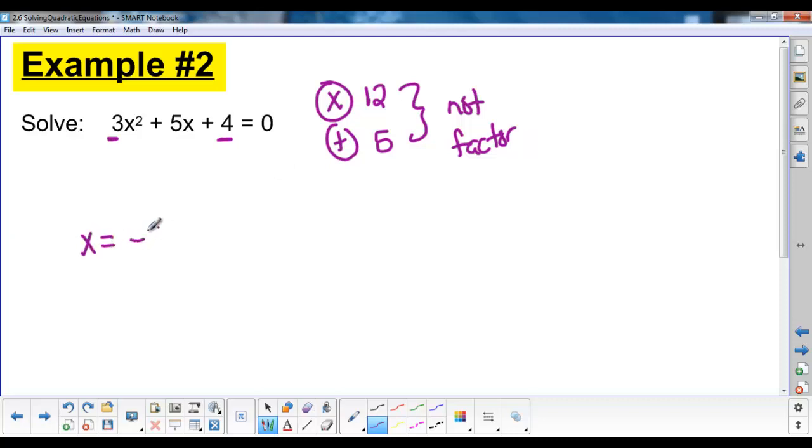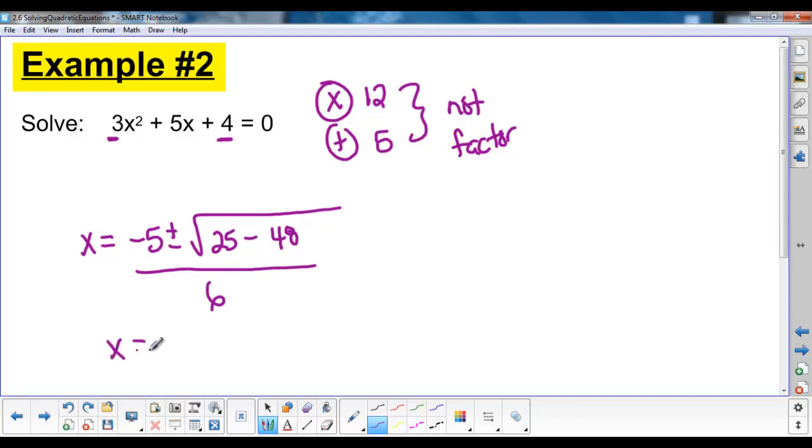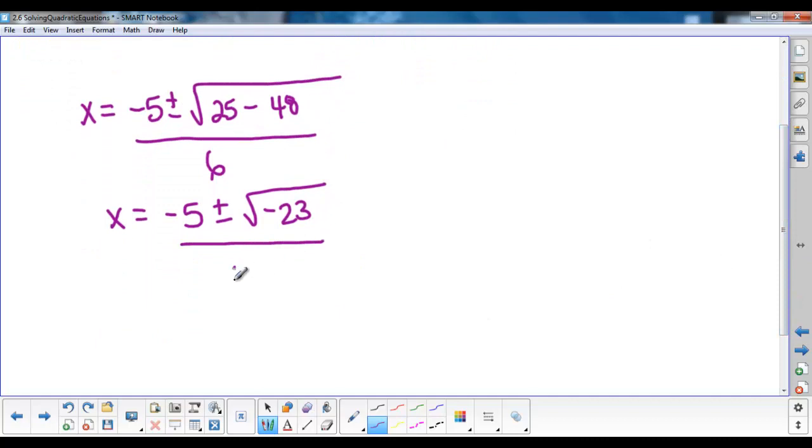x equals negative b plus or minus the square root of b squared minus 4 times a times c. So we end up with 48, all divided by 2 times a, so 2 times 3 is 6. So we'll simplify a little bit more, and we end up with the square root of negative 23 here. And we want to simplify this so that we're not dealing with negative square roots.